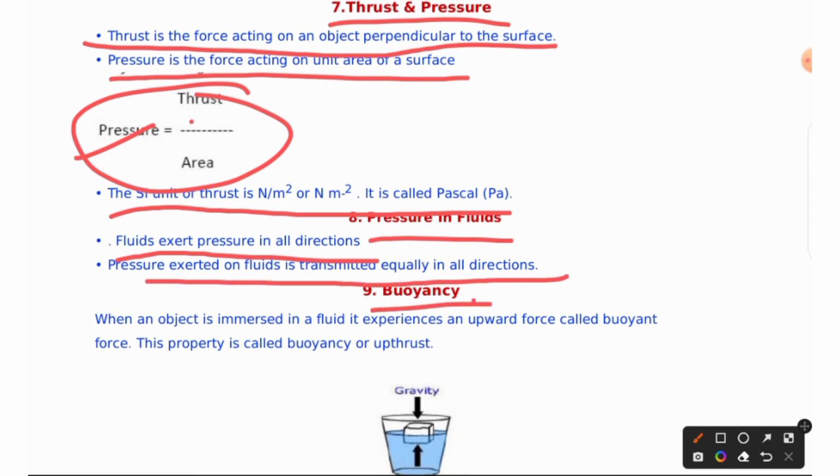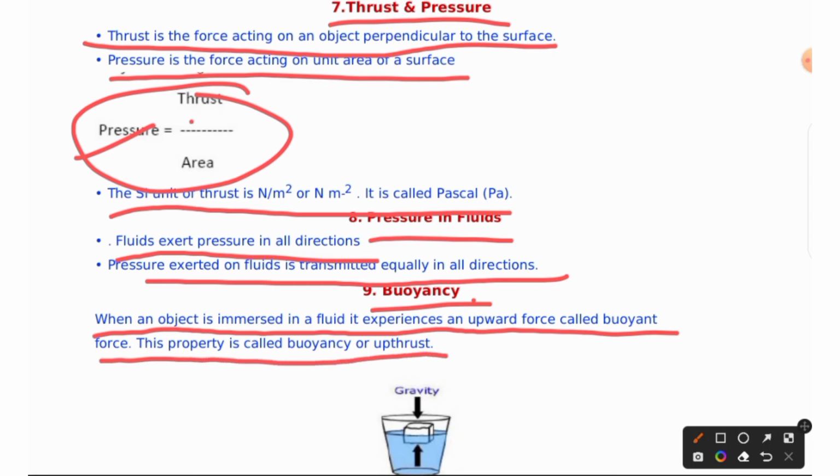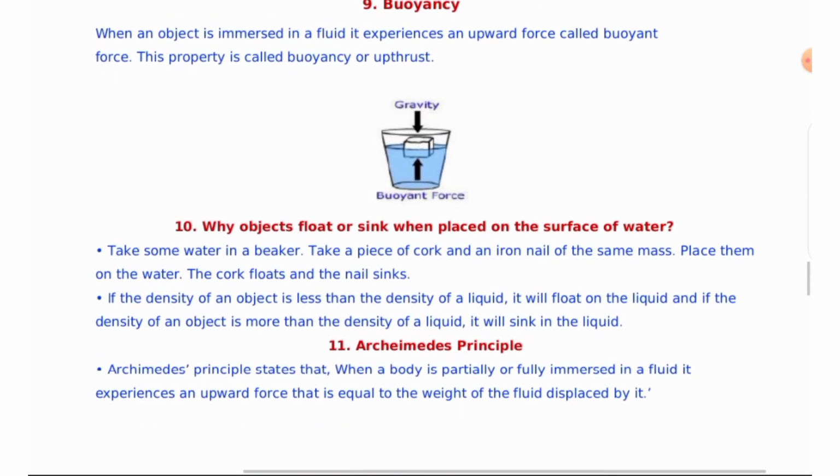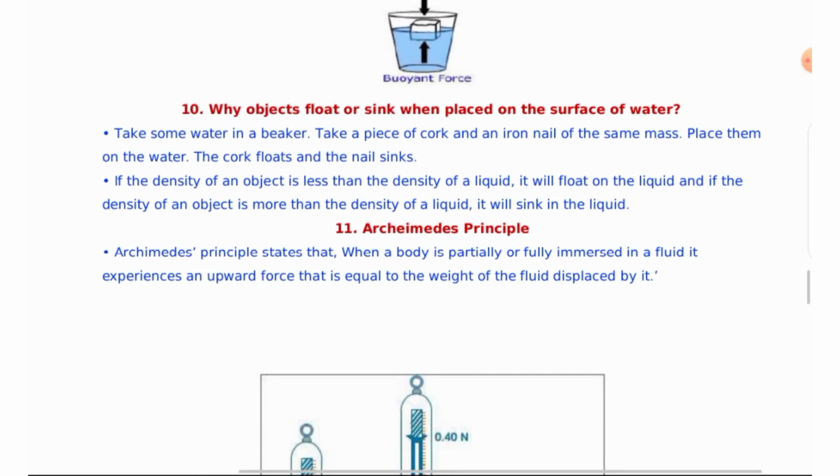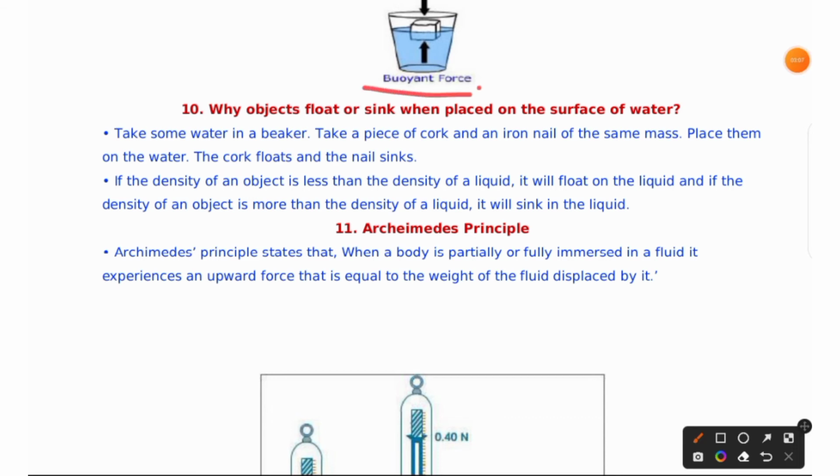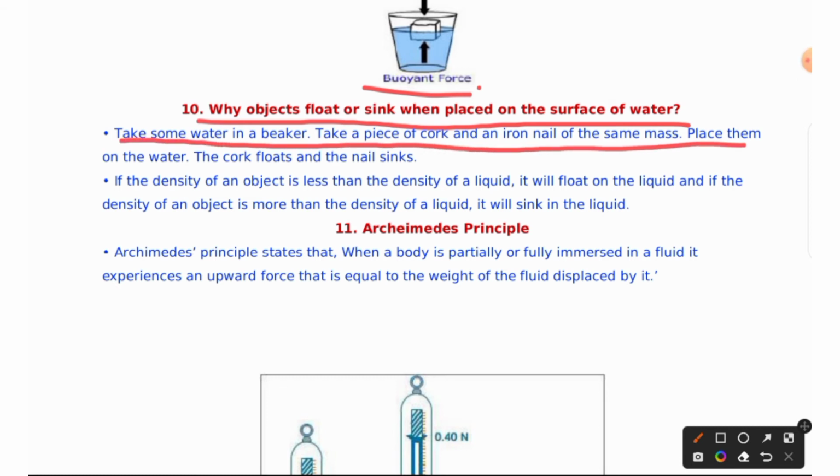Buoyancy. When an object is immersed in a fluid, it experiences an upward force called buoyant force. This property is called buoyancy or upthrust. This is why objects float or sink when placed on the surface of water.